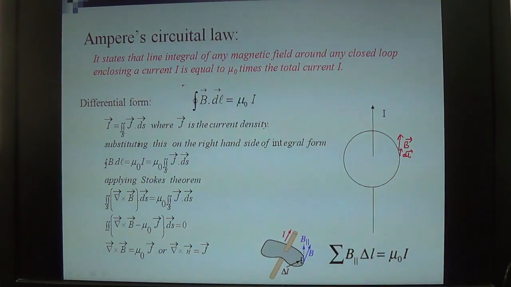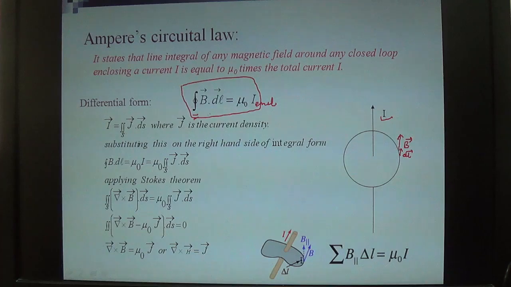So the mathematical form of Ampere's circuital law is: closed path integral B dot dl is equal to mu naught times I enclosed. Only when the current is enclosed is Ampere's law applicable. Now, as you have seen in Gauss's law, where the right hand side is q and I converted that into a volume integral, similarly I am converting Ampere's circuital law into the differential form.